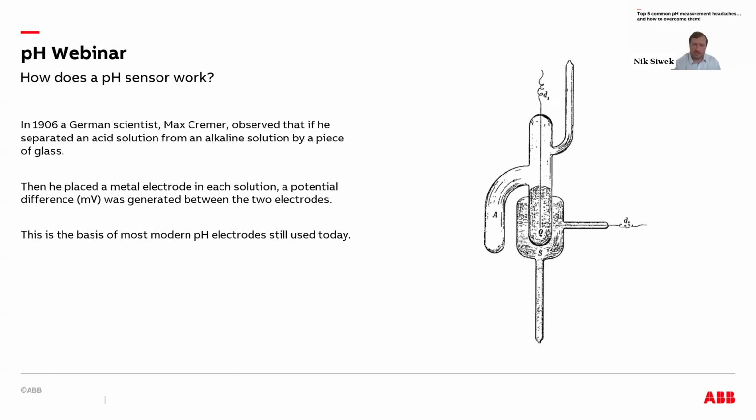On one side, he had an acidic solution. On the other side, he had a basic or caustic solution. And he put a wire into each of the solutions and measured the millivolts between the two wires. What he noticed is that as you change the concentration or the strength of either the acid or the base, you get a repeatable result and changes in millivolts. And essentially, that's been the same design for pH electrodes ever since.